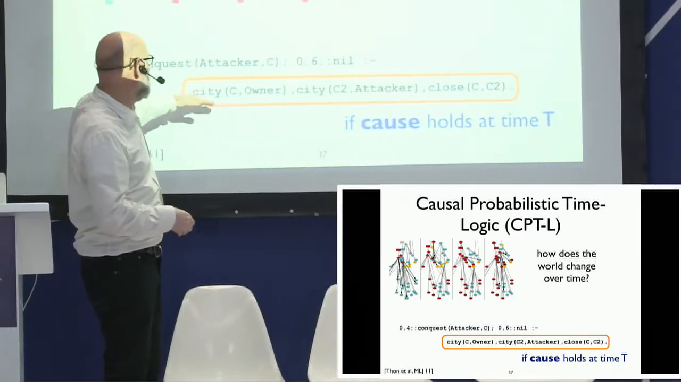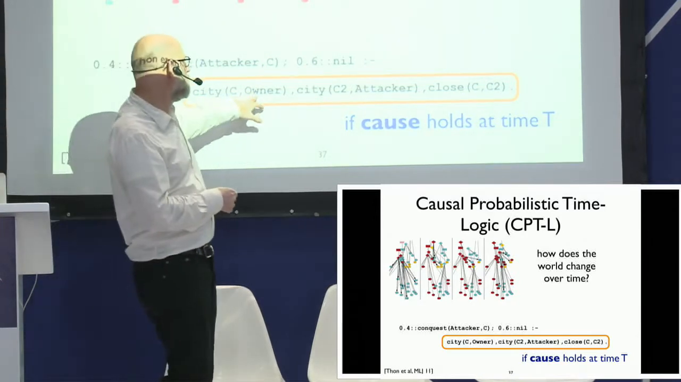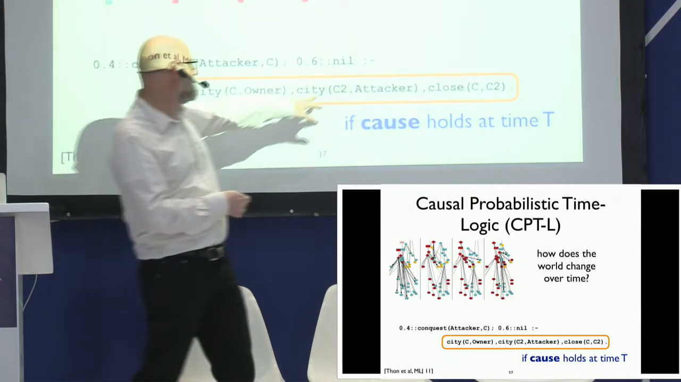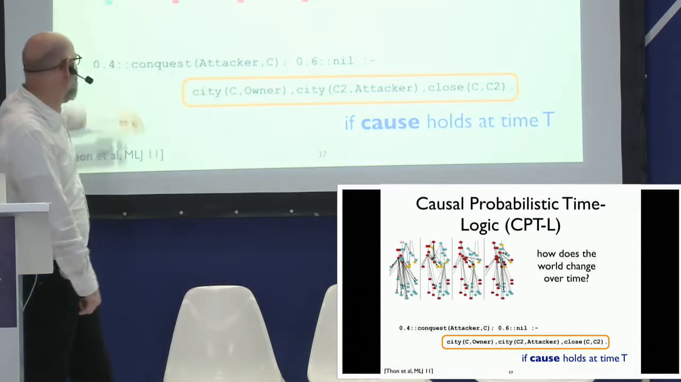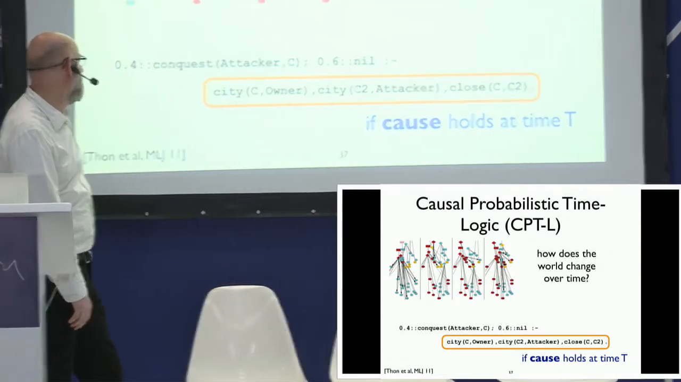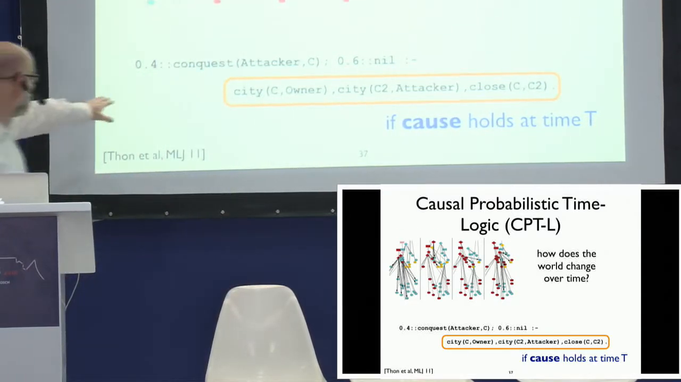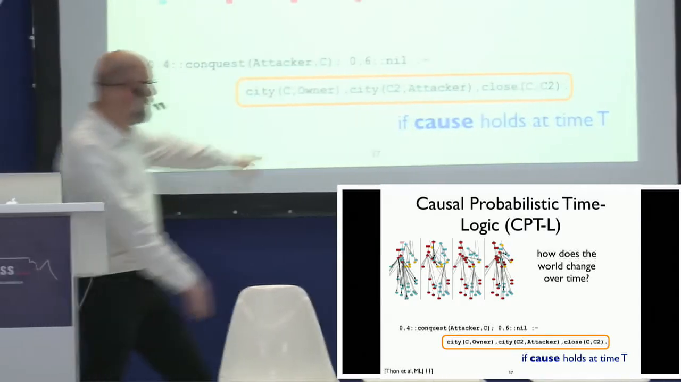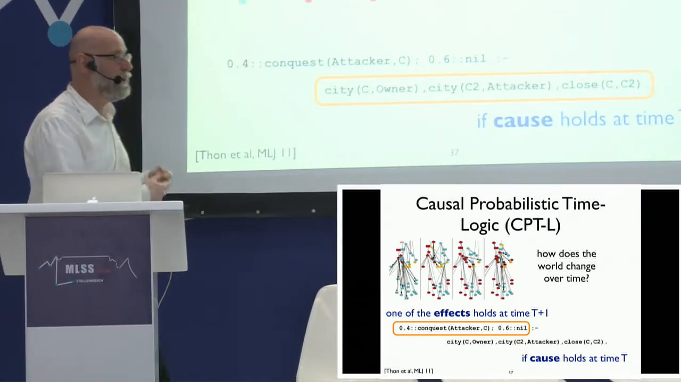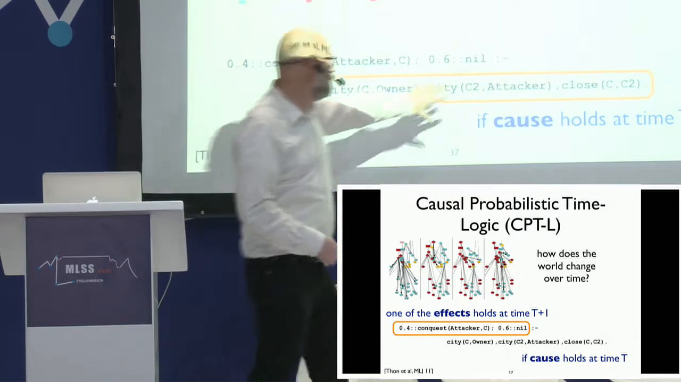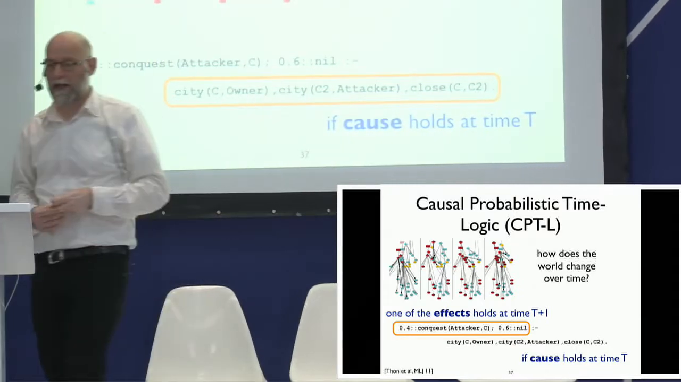And so what this rule is saying is, if there is a city that is owned by an owner, and there is another city that's owned by an attacker, and the two cities are close to one another, then at the next time point, it may be that the attacker has conquered the city. That could happen with probability 40%, and with probability 60%, nothing could happen. It's just an example to illustrate the kind of rules that you have. The condition part is about now, the conclusion part is about what will happen in the future.